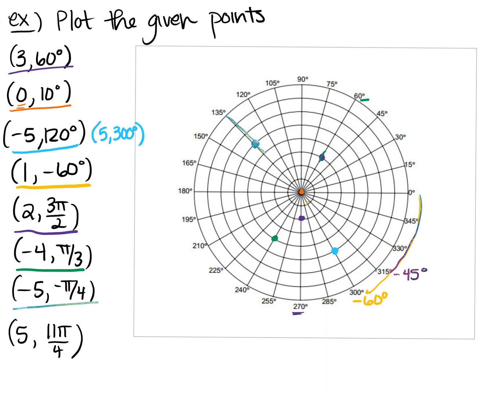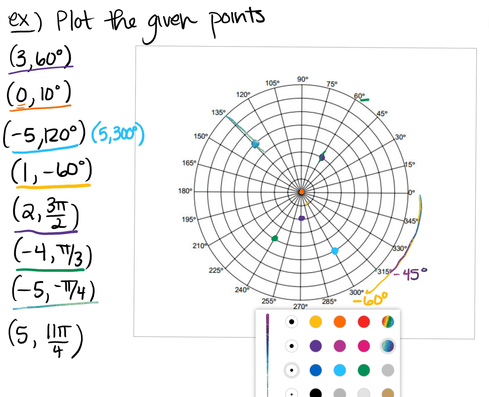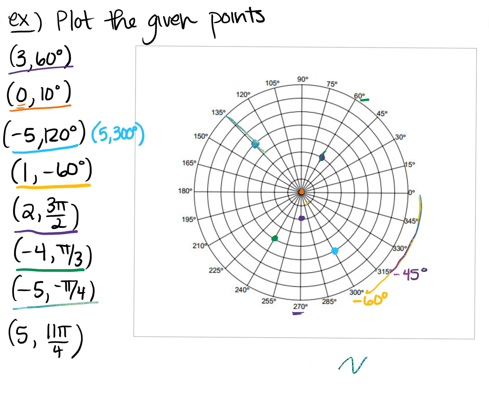There we go. All right, and then finally, let's do another rainbow color because they're just too much fun. Look at that one. Isn't that neat? It's still kind of rainbow, but all right. And then 5, 11 pi over 4. So let's think about where 11 pi over 4 is.